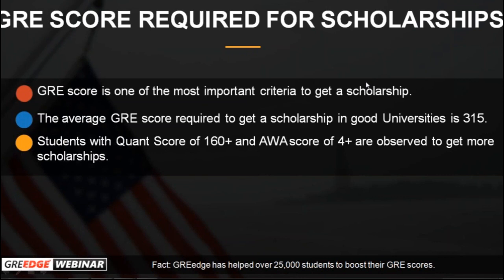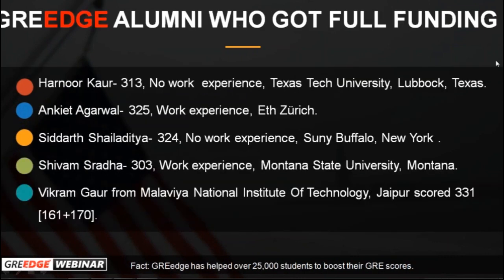So guys, these are the GREH alumni who got full funding. Harnoor Kaur got 313 with no work experience, but she got into Texas Tech University and got full funding. Ankit Agarwal got 325 and he got full funding from Zurich with work experience. Siddharth Shailata, 324, Buffalo, full funding. Shivam Shada, this guy was very interesting. He got a 303 score and got a scholarship, full funding, because of his fantastic profile. I don't remember what area of interest he was in. He had a fantastic research paper published, so that helped him. And Vikram Gaur from NIT Jaipur scored 331. 331, guys, it's definitely possible that you guys can think.